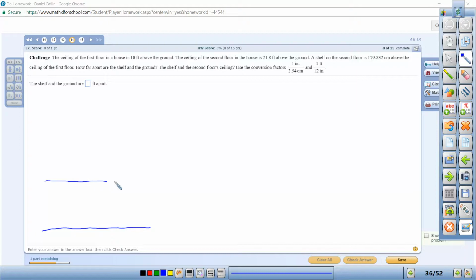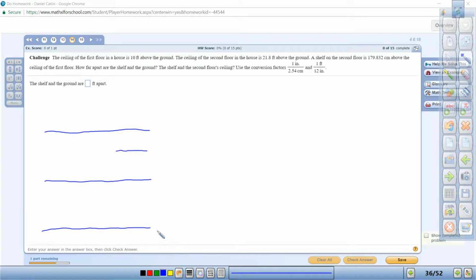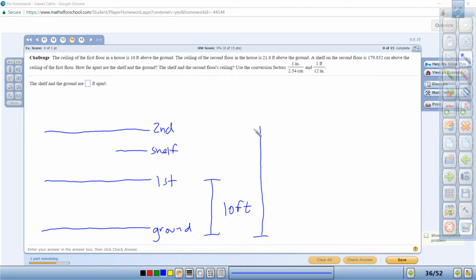Here's the ground floor, ceiling of the first floor, ceiling of the second floor, shelf. Okay, here's the ground, first floor, second, and then our shelf. Okay, and it gives you some important numbers to know. It says that from the ground to the first floor, we've got a nice even 10 feet. It says that from the second floor to the ground, that we have 21 and 8/10 feet.